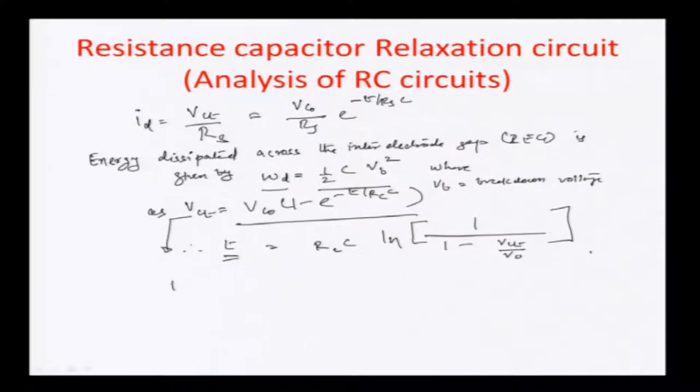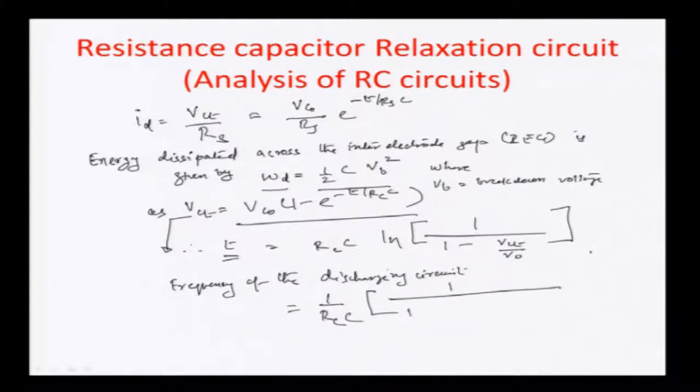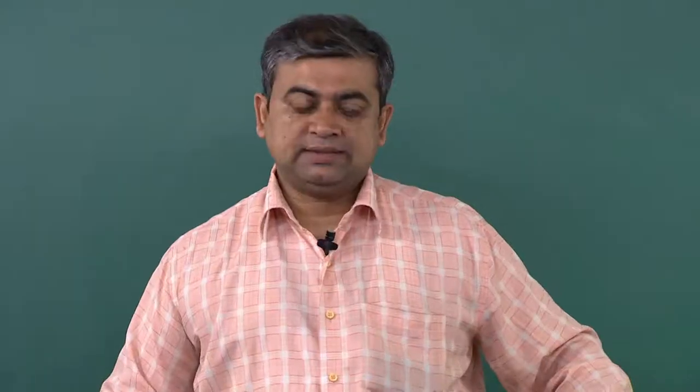And so the frequency of the discharging circuit is just the time inverse, and therefore the frequency is 1 by RC C, 1 divided by this whole term ln 1 minus VC(t) by V0, where VC(t) is nothing but the breakdown voltage VB, as we have already seen before in the last illustration.